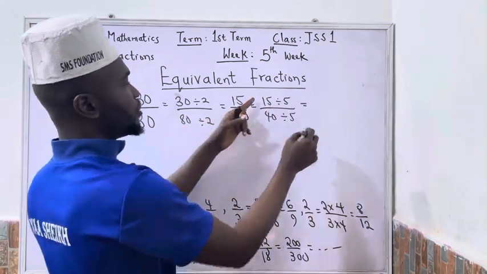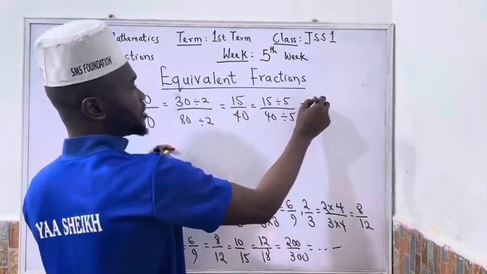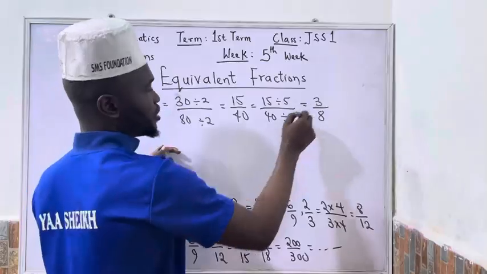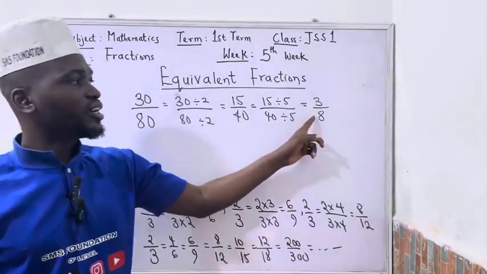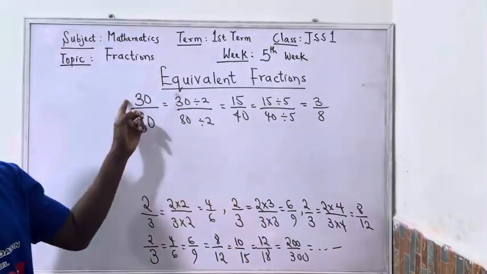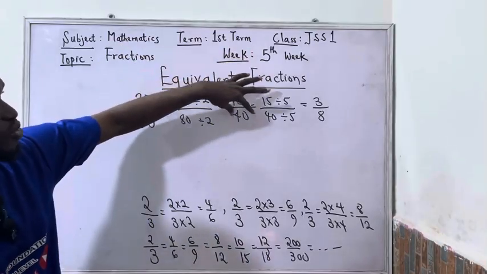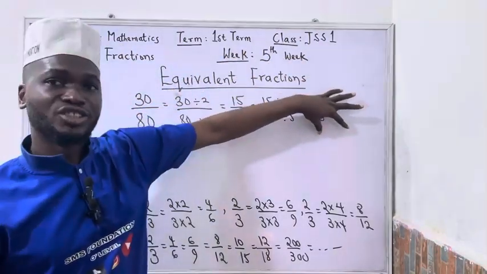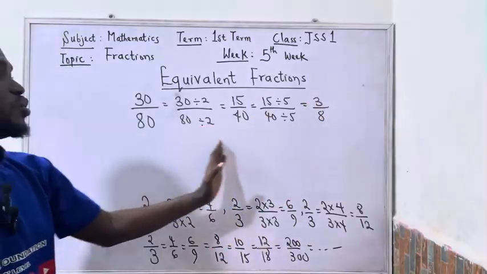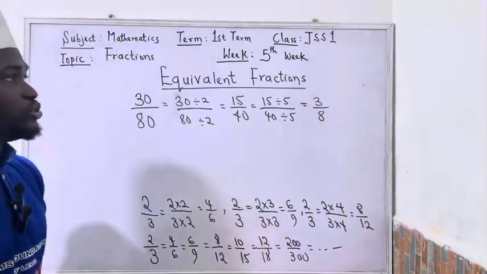So this is 15 divided by 5, that will give me 3. 40 divided by 5, that will give me 8. So that means 3 over 8 is also equivalent to what I started with. 30 over 80 is the same as 15 over 40, and it is the same as 3 over 8. Can you see what equivalent fraction can do?